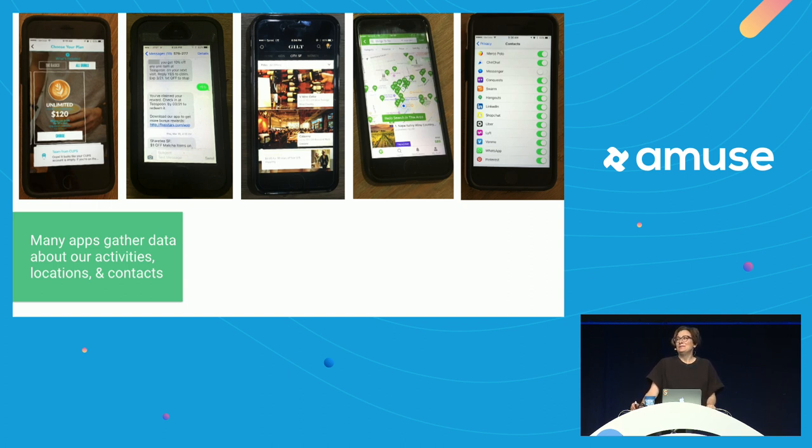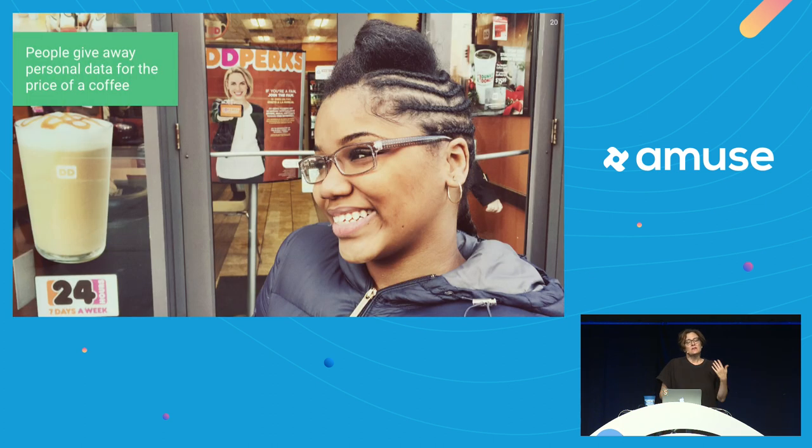It's pretty common that these apps want incredibly personal information. They want to track your location, they want to know where you go, they want to know as much detail as they can to build a robust profile of you. And so what happens is people end up giving away data just for the price of a cup of coffee.